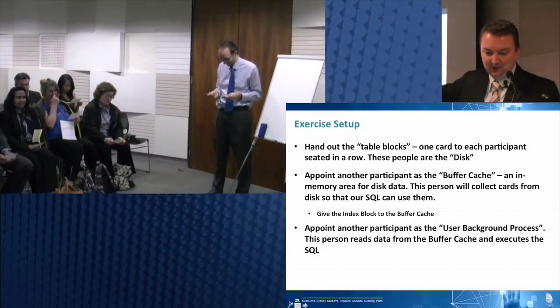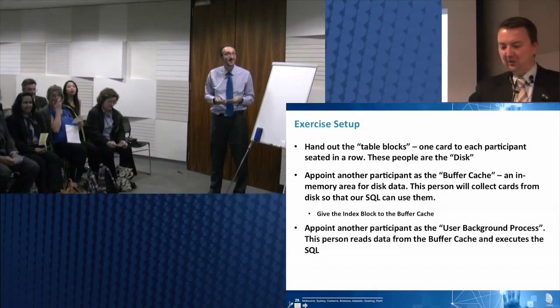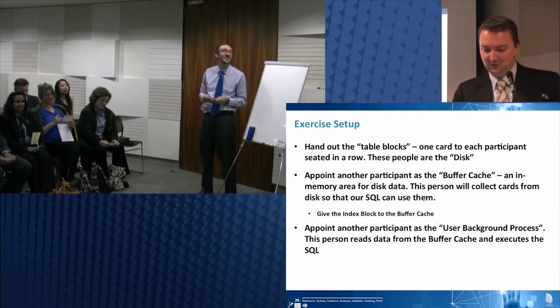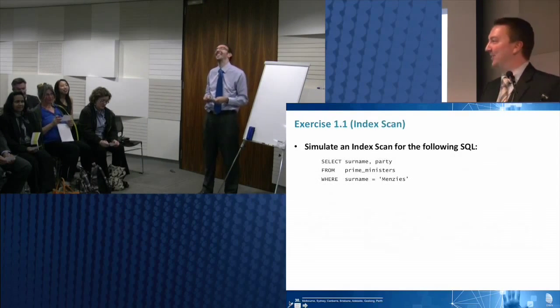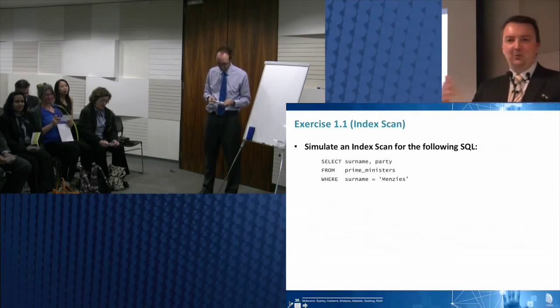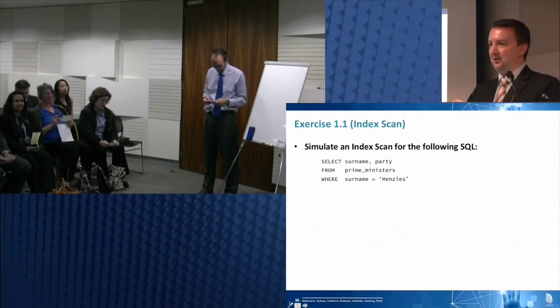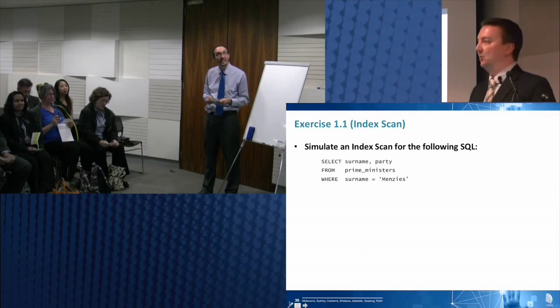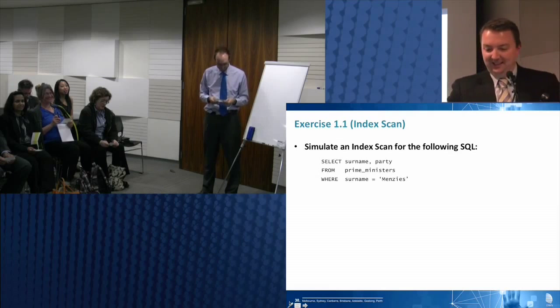All right. So, I've handed out my table blocks. I've appointed another participant, the buffer cache. It says here I'm going to appoint a participant, the user background process. I'm going to be the user background process, okay? Most responsible role. So, when you're running a job on Oracle, there's a process that's running on the CPU. That's the user background process. It's the thing that's doing all the work, okay? And as you can see here, I'm doing all the work.